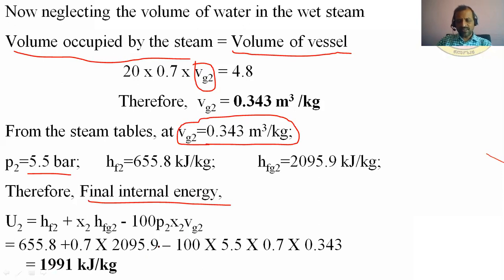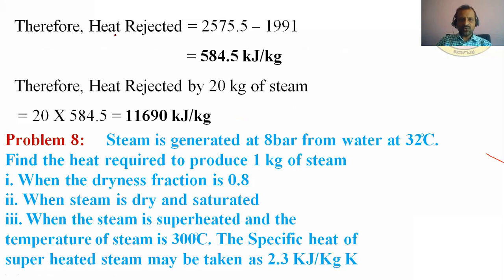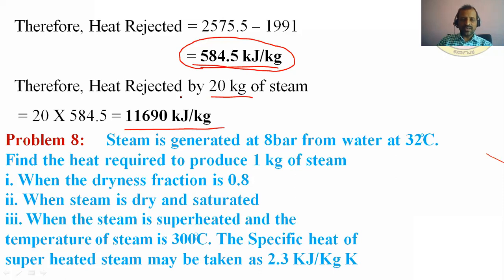So when you get this, the next one is, therefore, heat rejected is subtract from the initial value the just now calculated value, subtract and you will get 584.5 kilojoules per kg. So this is the heat rejected. This is for 1 kg of fuel, but in the problem he has given 20 kg. So multiply this with 20. So you will get 11,690 kilojoules as the amount of heat rejected during this process, right?